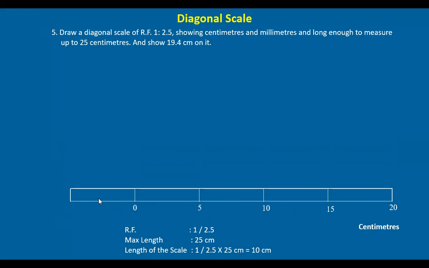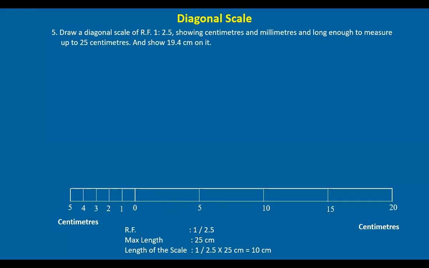Divide this into how many, 5 parts? Because we have to show only this is representing 5 centimeters. Let's divide this into 5 parts. That means each division represents 1 centimeter. Now, centimeters are shown here. 1, 2, 3, 4, 5. So, we have to be careful.